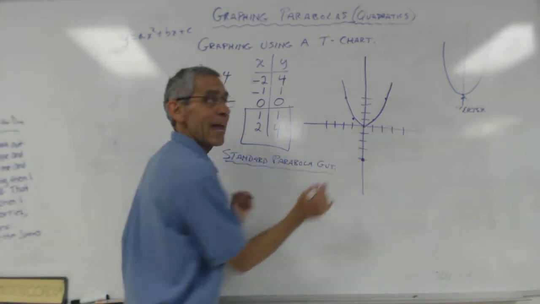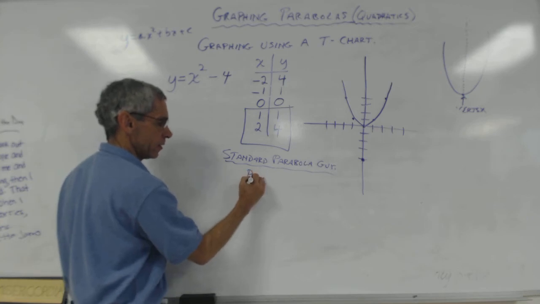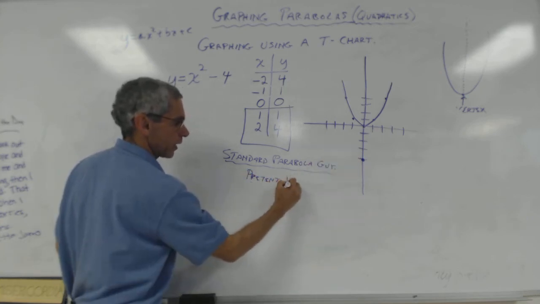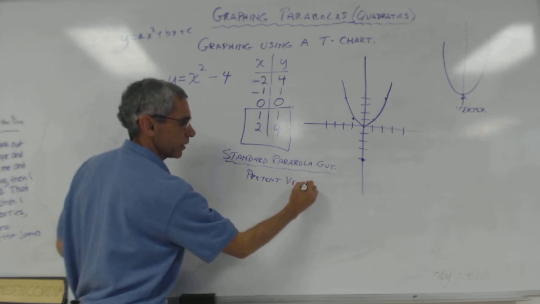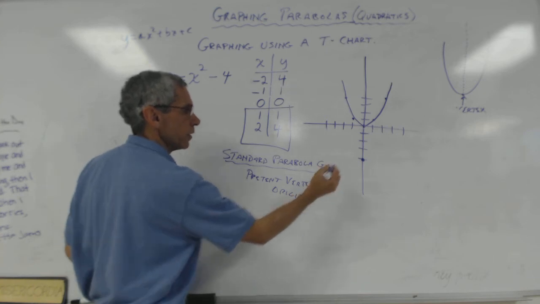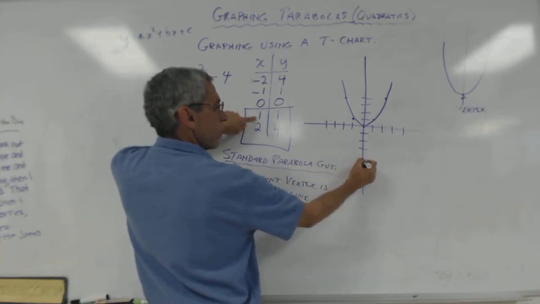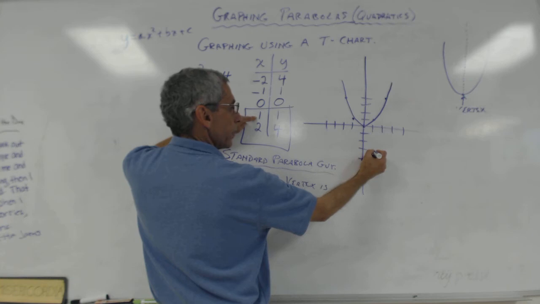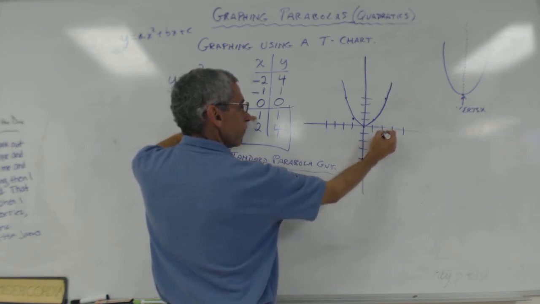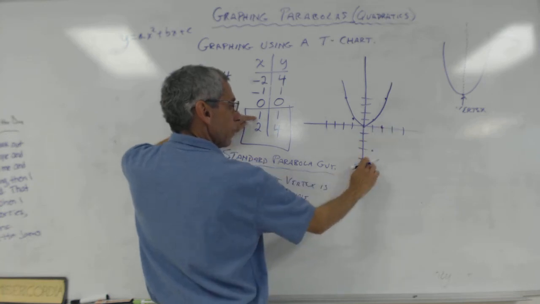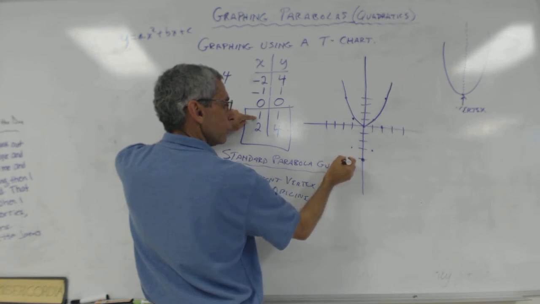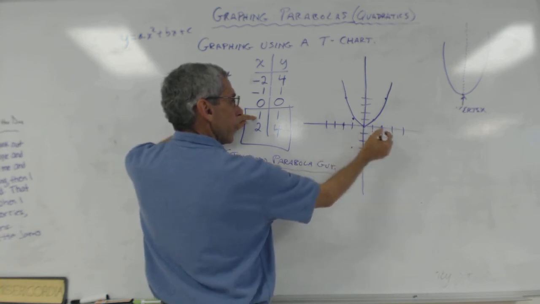And look, pretend the vertex is the origin. So think about it. I'm going to go over 1, up 1, and put a dot. Over 2, up 4, and put a dot. Now I'm also going to go the other way. Over 1, up 1, put a dot. Over 2, up 4, put a dot. And look what I have.